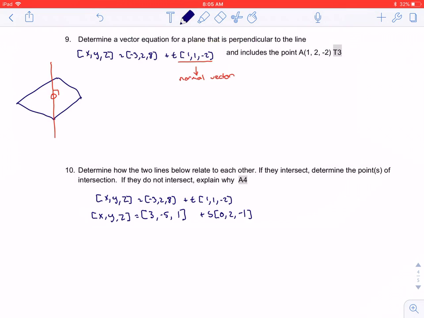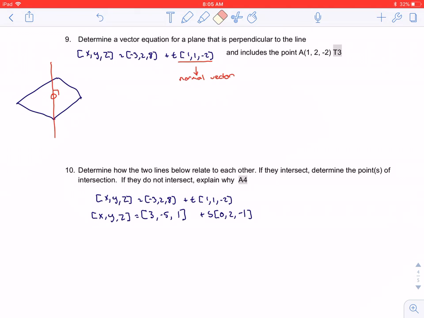So we can write out that our normal vector is 1, 1, negative 2. Oh, sorry, I'm thinking of a scalar equation. So that tells us our normal vector. So determine a vector equation for a plane that is perpendicular to that line.